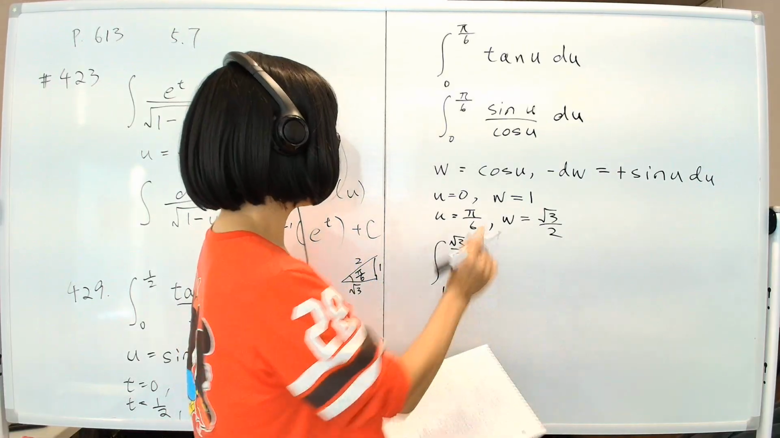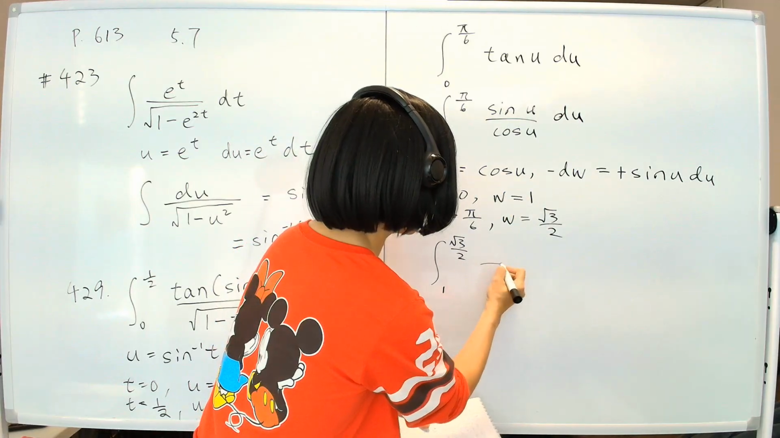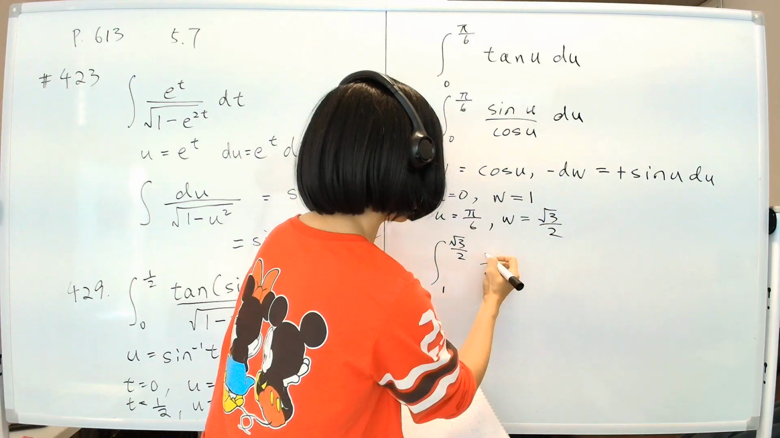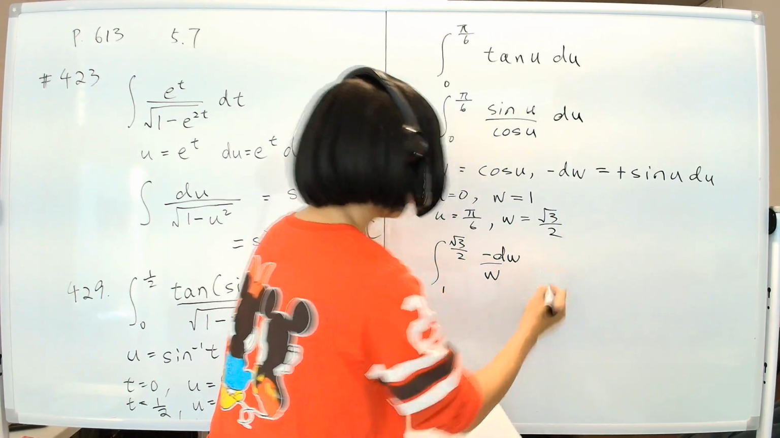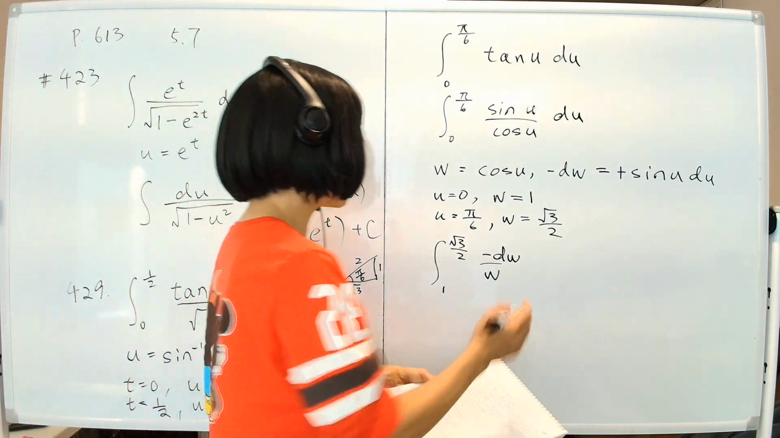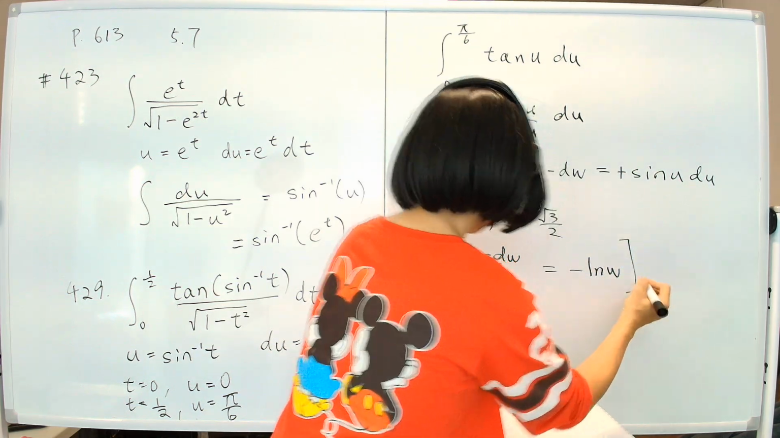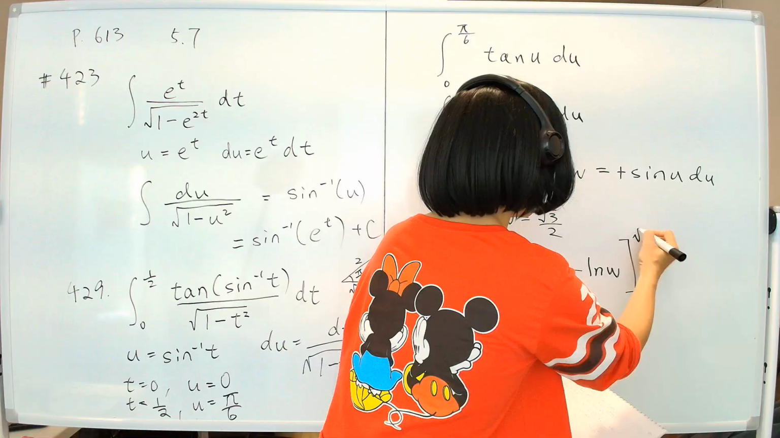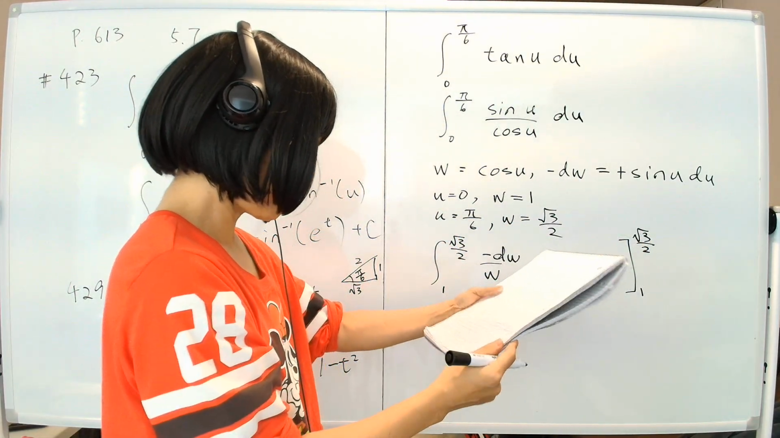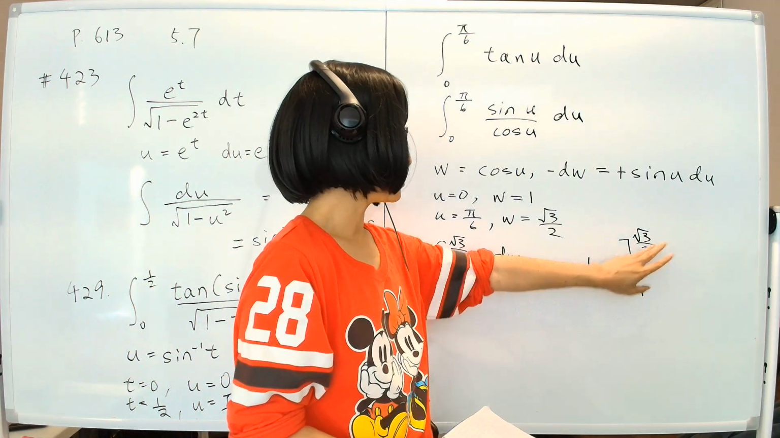And then what does this become? w is cosine u, so that goes on the bottom. And sine u du is just a negative dw, so that will go on top. Now we have a very simple integration, which is 1 over w. That's the natural log. So that equals negative natural log of w evaluated from 1 to square root of 3 over 2. Don't forget the negative sign. If you forget it, then you get a problem. And now the natural log of 1 is 0, so that disappears. We only have to worry about that.